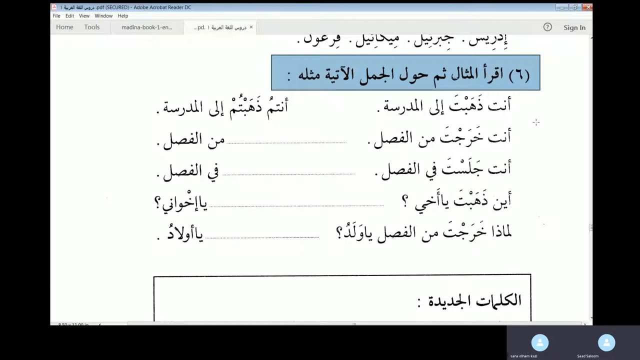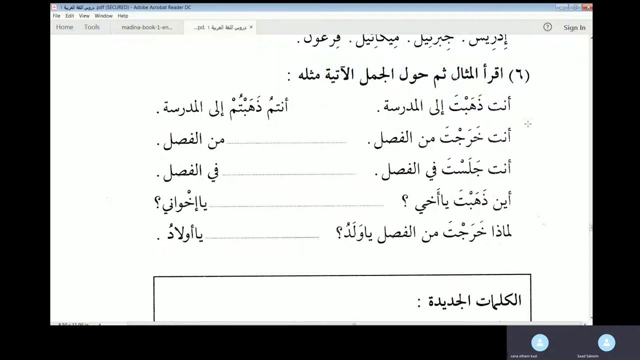Read the example, then change the following sentences as shown in the example.